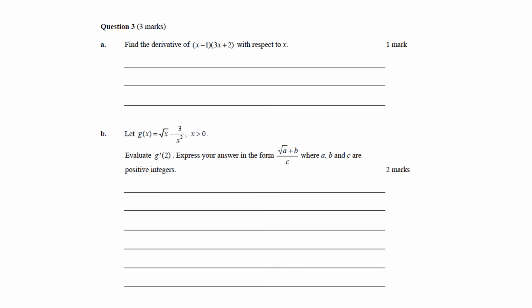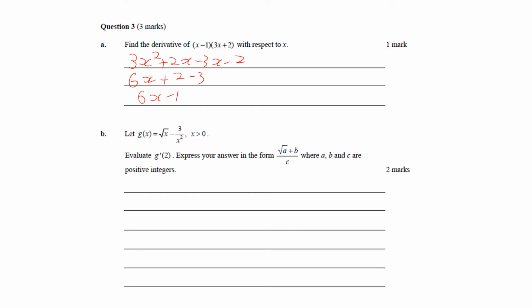Okay, for this next question, 3a, we need to find the derivative of x minus 1 times 3x plus 2. So if we're going to do this in Year 11 Math Methods, to find any derivative, you need to be in an expanded form first. So the first thing we need to do is expand this. So when we do that, we get 3x squared plus 2x minus 3x minus 2. And we could combine this, but I'm just going to differentiate it straight away. So we get 6x plus 2 minus 3, 6x minus 1.